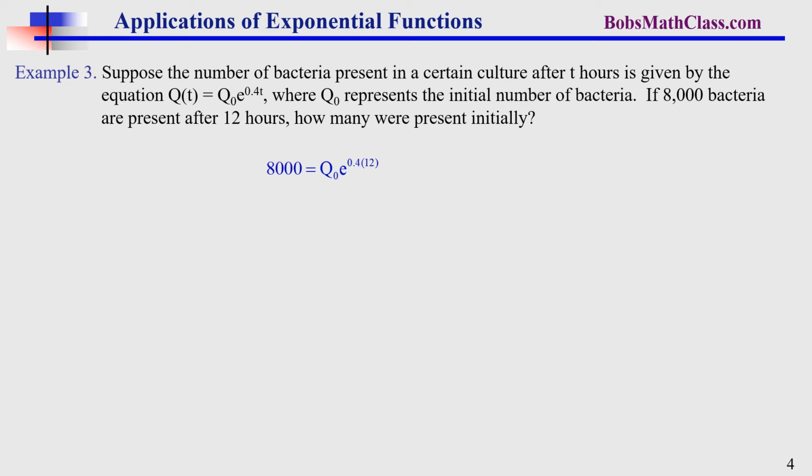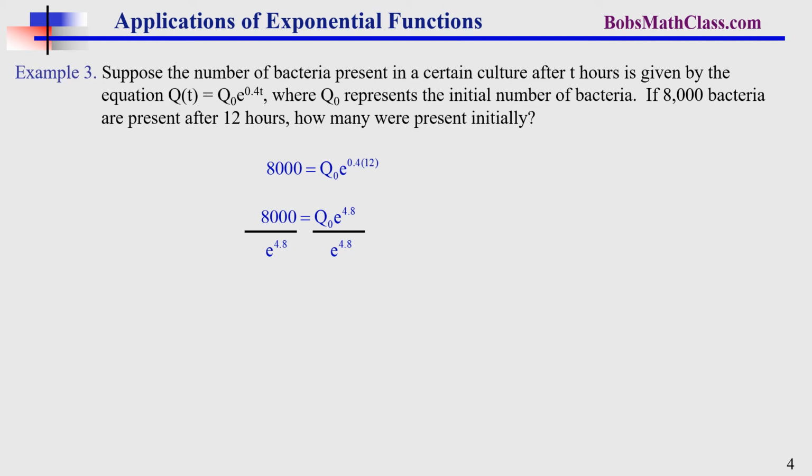Well, we're in algebra. We have an equation. The variable is Q naught. We're trying to get the variable by itself. It's being multiplied by something. So how do we solve that? Right, we divide by it. So divide by e to the 4.8. 0.4 times 12 is 4.8, so we have e to the 4.8 on top. So you divide by e to the 4.8 on the bottom, and whatever you do on one side, you have to do to the other side. Okay.